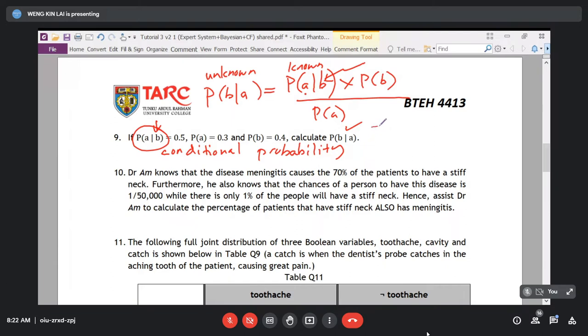So this one is straightforward. It's just what you have. This one is what? 0.5. Multiply by the prior for B, which is 0.4. Divided by 0.3. Again, can someone else help to punch in the numbers and see what's the answer? I can see this is actually, I don't need to actually.